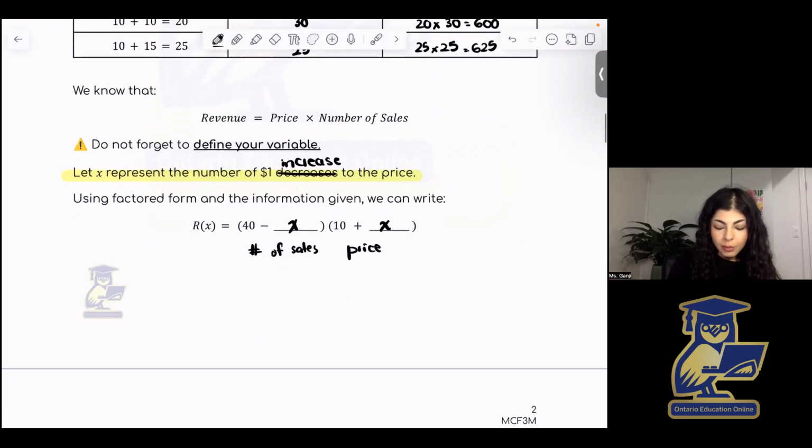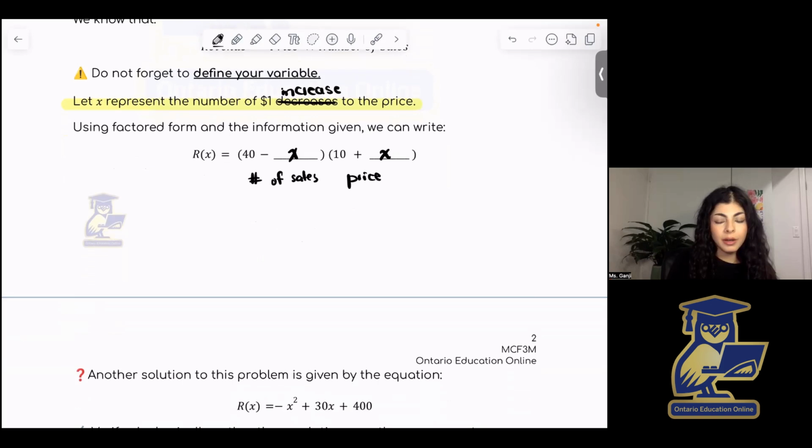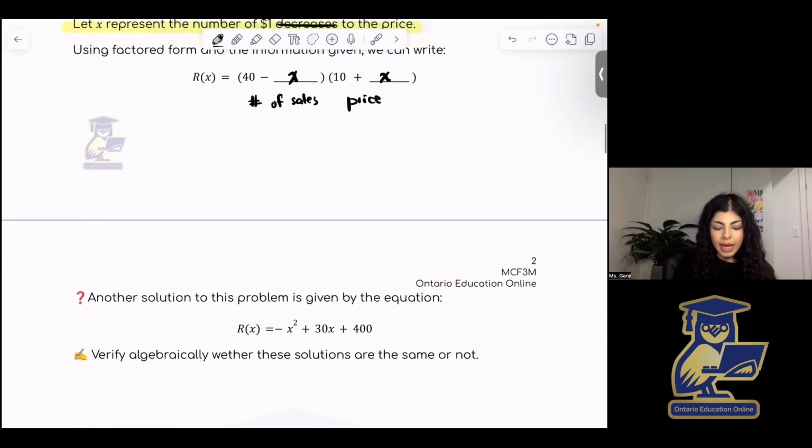So now we have a factored form. It does look a little bit different because X is now the second term, but you can easily rearrange this to have X as your first term. And that's a formula for our revenue. And now we're told that another solution to this problem is given by this equation, and we're asked to verify algebraically if these two are the same.